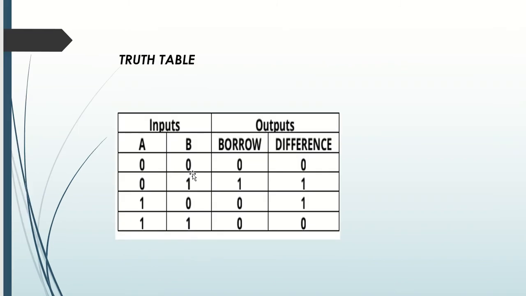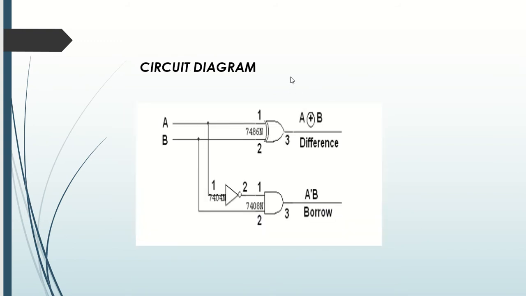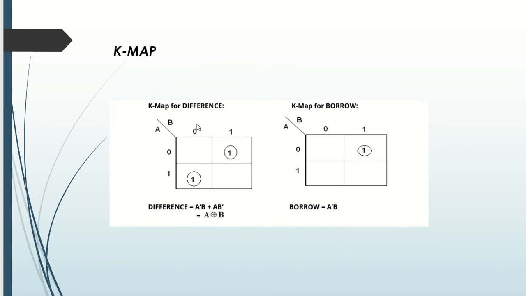Truth table of AND gate. Truth table for half subtractor is here. Circuit diagram for half subtractor is here. It's constructed using XOR, NOT and AND gate. K-map. Boolean expression of difference and borrow is derived from K-map.